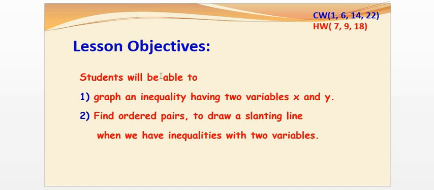So this is our main objective: how can we graph an inequality that has two variables, x and y? For this, we are supposed to draw a line on the graph paper by finding ordered pairs, then plot a line, and after that we will shade to show the inequality. So these are the main objectives.